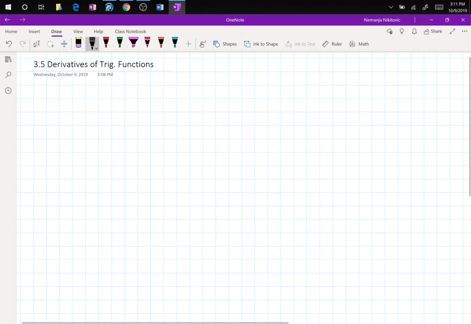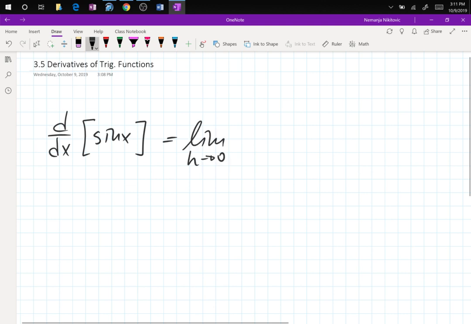So what does it take to find the derivative of sine x? Well, we can crank the limit, which is what you definitely want to avoid, right? That would be sine of x plus h minus sine of x divided by h, which is the difference quotient for these things.